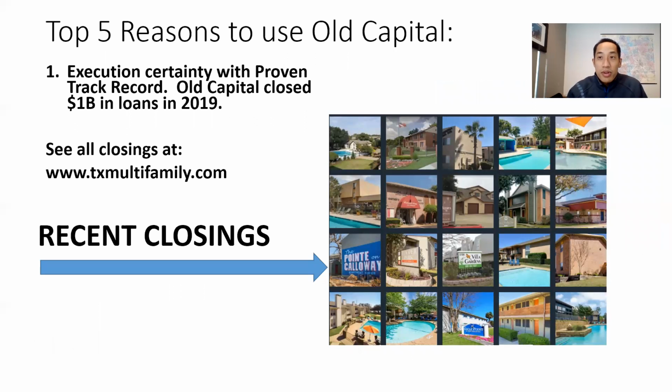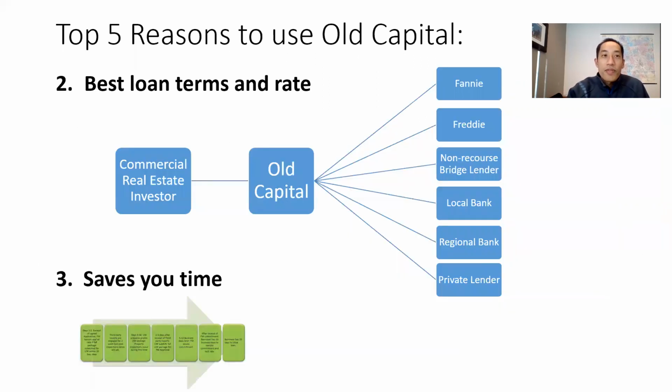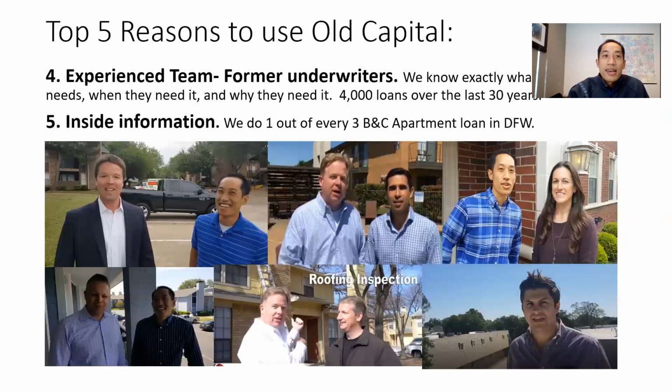And so why do people come to us here at Old Capital? We do close to $1 billion in loans the last couple of years. You can see all my closings at texasmultifamily.com, pictures and more of that. And then, so we really find the best loan terms and rates for you. So we're very familiar with Fannie, Freddie, non-recourse bridge lenders, local banks, regional banks, and really get you the best loan terms and rates, but then also saves you time throughout the process.